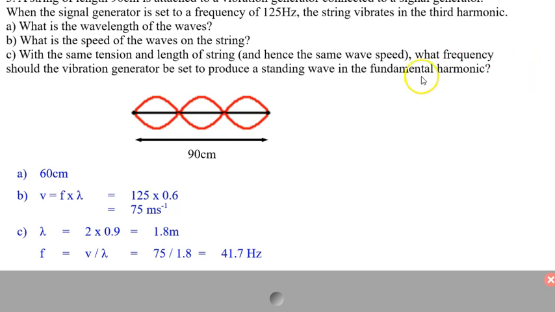So the fundamental harmonic, that means 1 loop. So we've still got a length of string which is 90 centimeters, but now we have a loop on it, just a single loop, which we know represents half a wave. So we need to multiply 90, or 0.9, by 2 to get the length of a full wave, and then we can substitute the values and we can calculate our frequency.